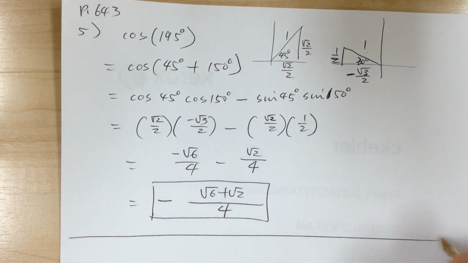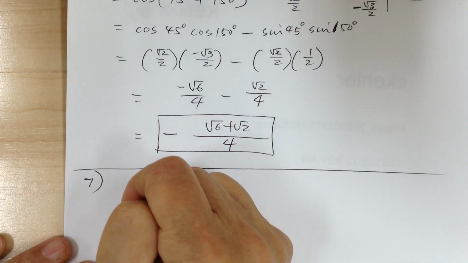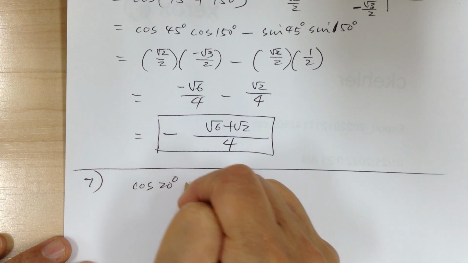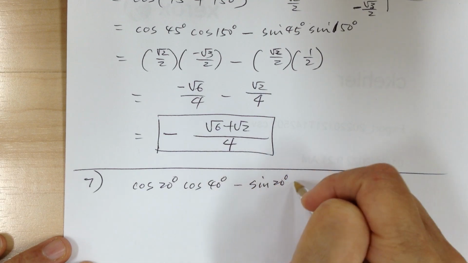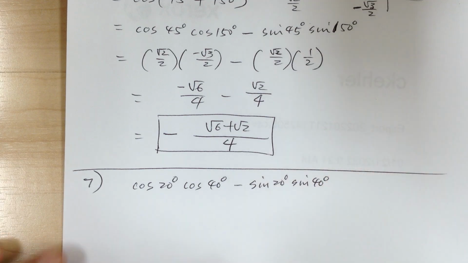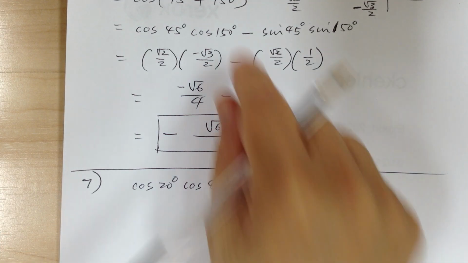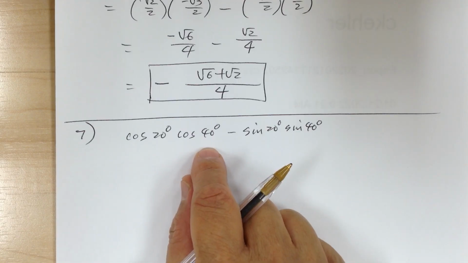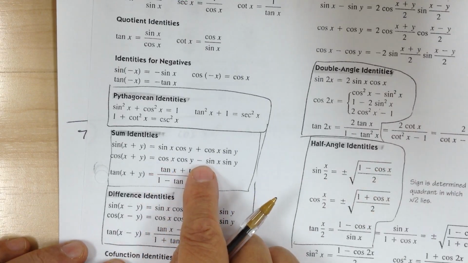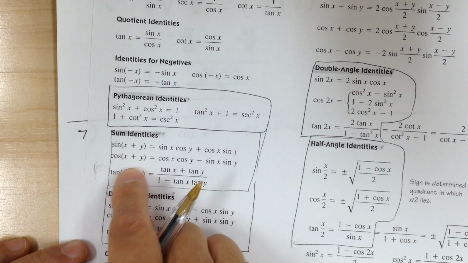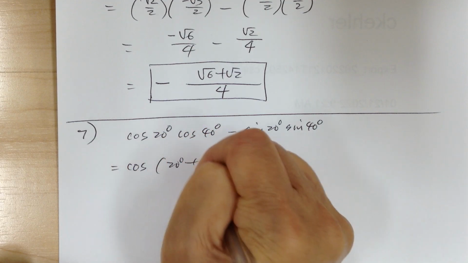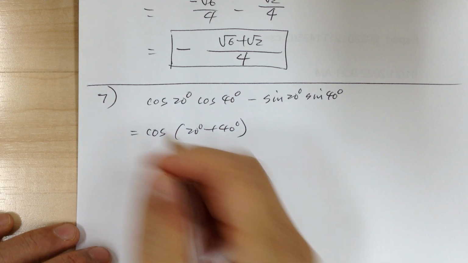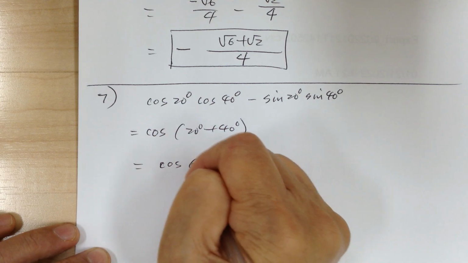Okay, let's go to number 7. So you've got cosine of 20 degrees, cosine of 40 degrees, minus sine 20 degrees, sine of 40 degrees. Okay, so now you're going backward. Right now over here you had to split them up. Over here you need to combine them together. So you have cosine, cosine minus sine, sine. That is this one here. So that's your sum identity. So this is equal to cosine of 20 degrees plus 40 degrees. So you can just go backward. So this is equal to cosine of 60 degrees.